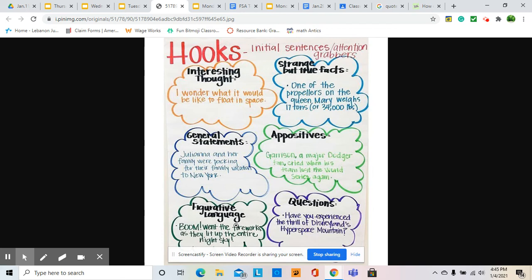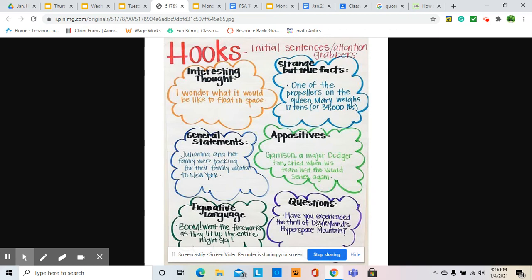You can use figurative language, which I would not recommend for your informational writing because you're not telling a story. Figurative language is always good for narratives. But when you're writing an informational text, figurative language can be very tricky because you're not writing in first person or how you think or what you would like the story to be. So I would avoid doing that.